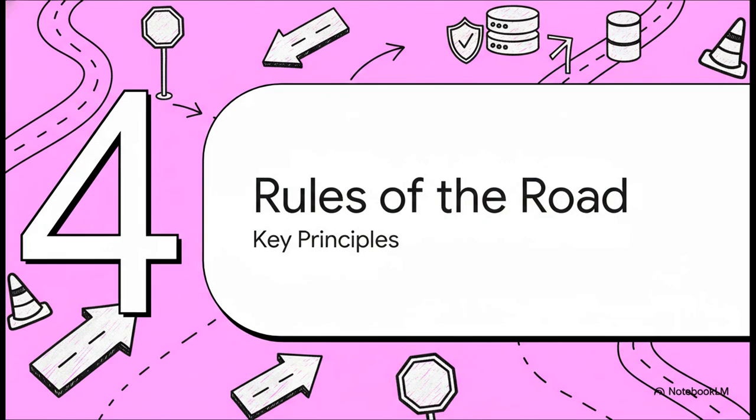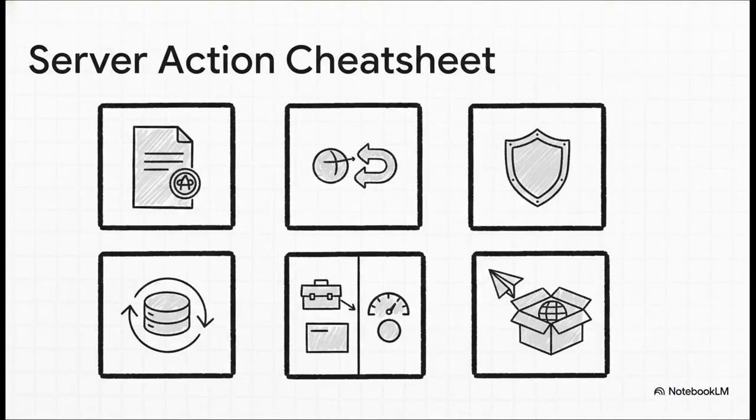Wow, we have covered a lot of ground. So let's start to wrap this up with the essential rules of the road, the key principles you really need to remember for success with server actions. So let's distill this all down to a final cheat sheet. Number 1, always start your action files with the use server directive. 2, make sure your function arguments and what you return are serializable. 3, always validate your inputs and check authorization on the server.